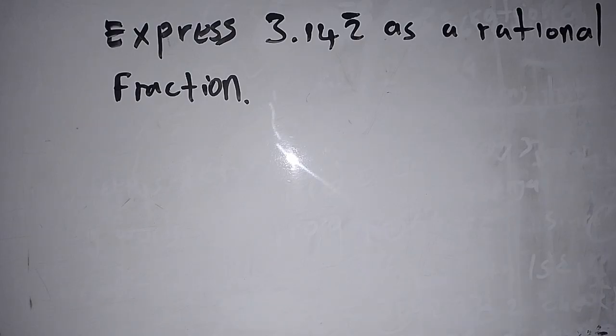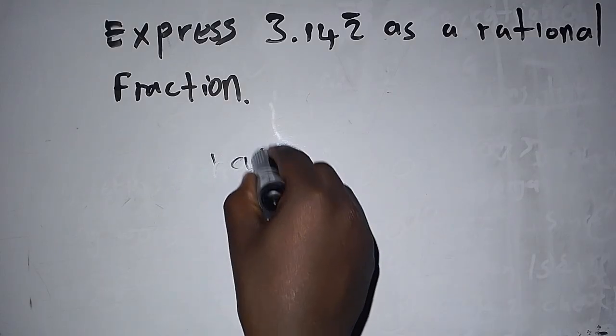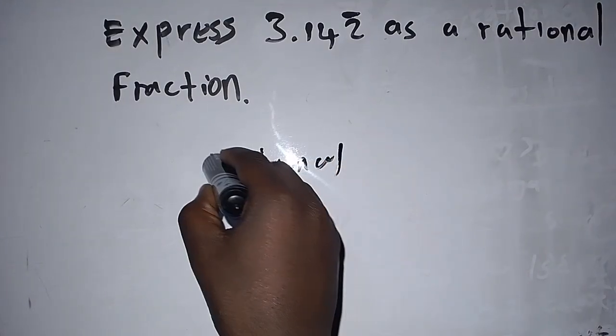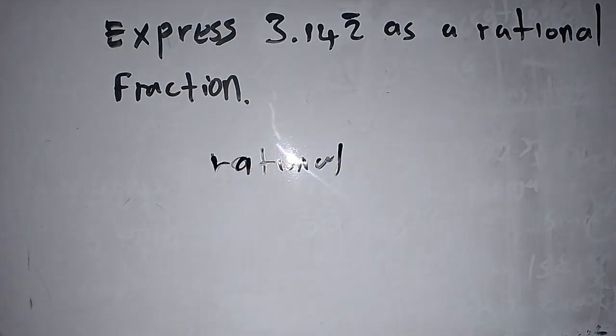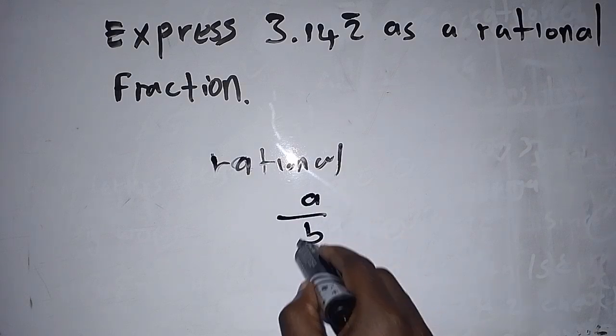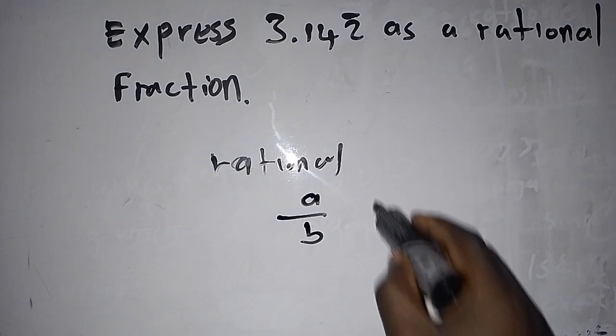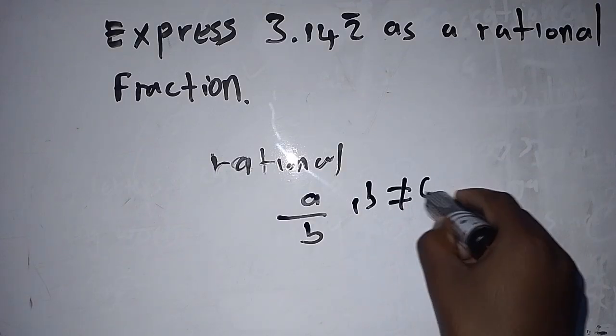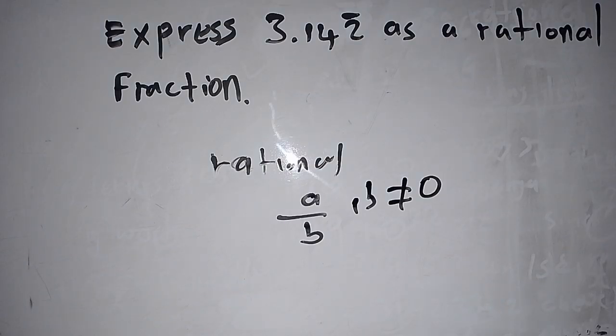Before I start solving, I want to explain about a rational fraction. When we say that a fraction is rational, what does it mean? It means it can be expressed as a over b, where a and b are integers and b is not equal to 0. Then we say such a fraction is referred to as a rational fraction.